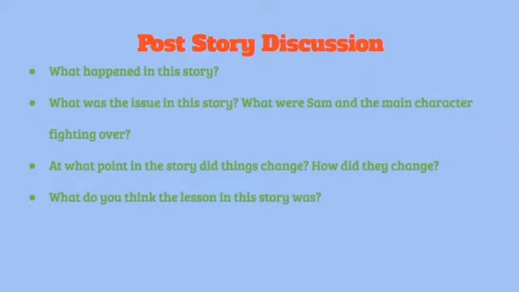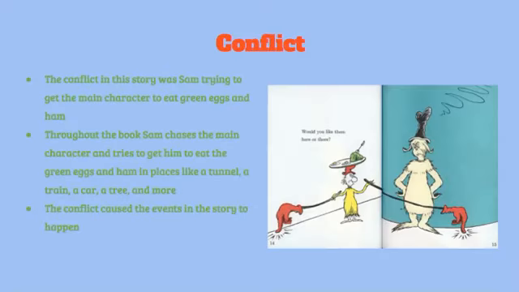And after getting their answers and figuring out what those literary elements were, I would conclude the lesson by just restating what exactly each literary element was. So the conflict in this story was Sam trying to get the main character to eat green eggs and ham. Throughout the book, Sam chases the main character and tries to get him to eat the green eggs and ham in places like a tunnel, a train, a car, a tree, and more. So, the conflict caused the events in the story to happen.